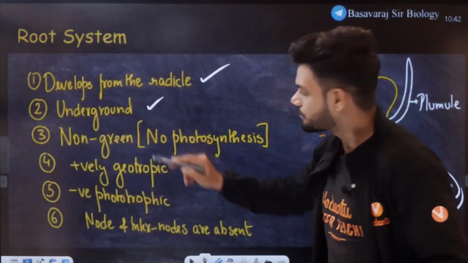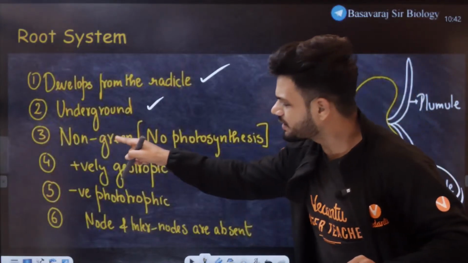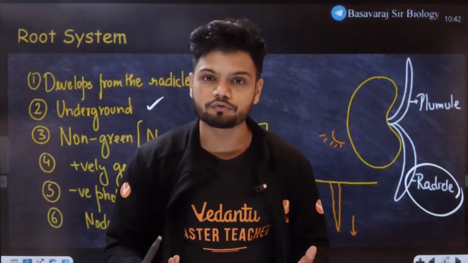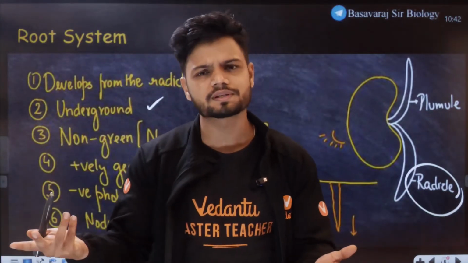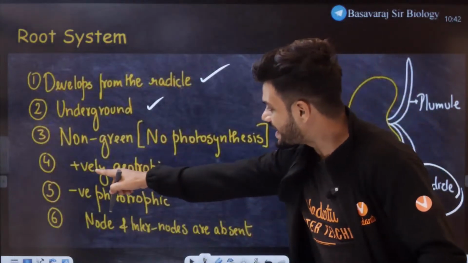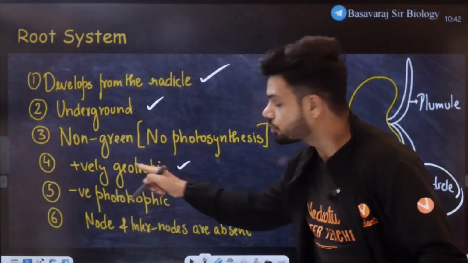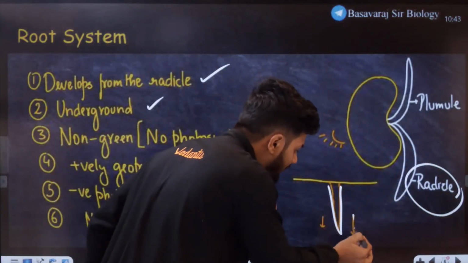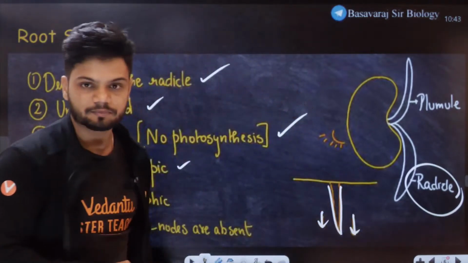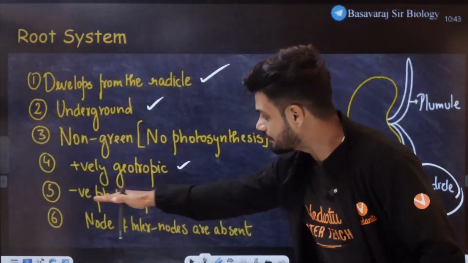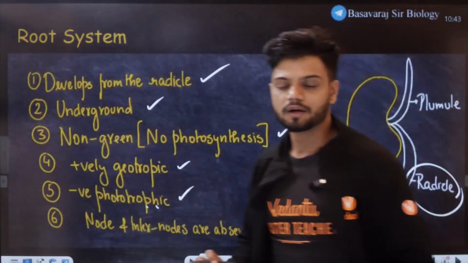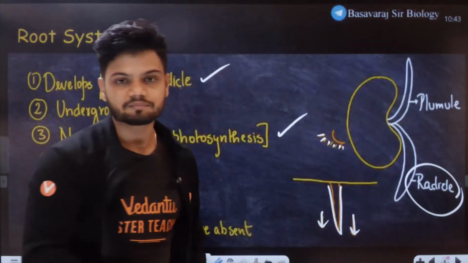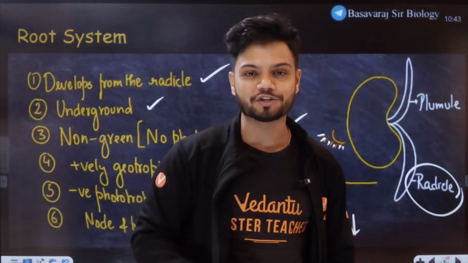It is underground. Yes, it is completely underground. It is non-green. Obviously, a root system does not require photosynthetic pigment like chlorophyll because it does not do photosynthesis. Okay, done. It is positively geotropic. Positively geotropic means what? It means that it will grow towards gravity. Roots can also be called negatively phototropic. Yes. Why? Because they are growing away from the sunlight. Negatively phototropic in nature. Clear?